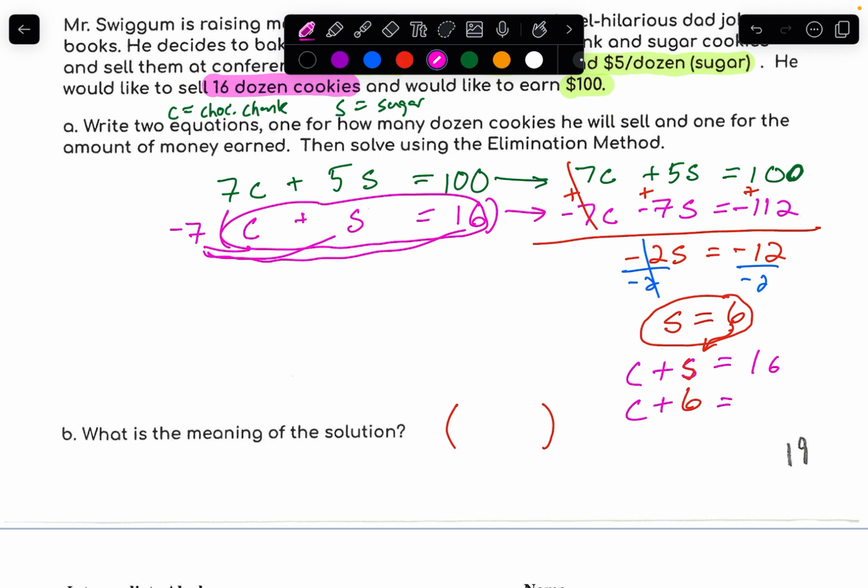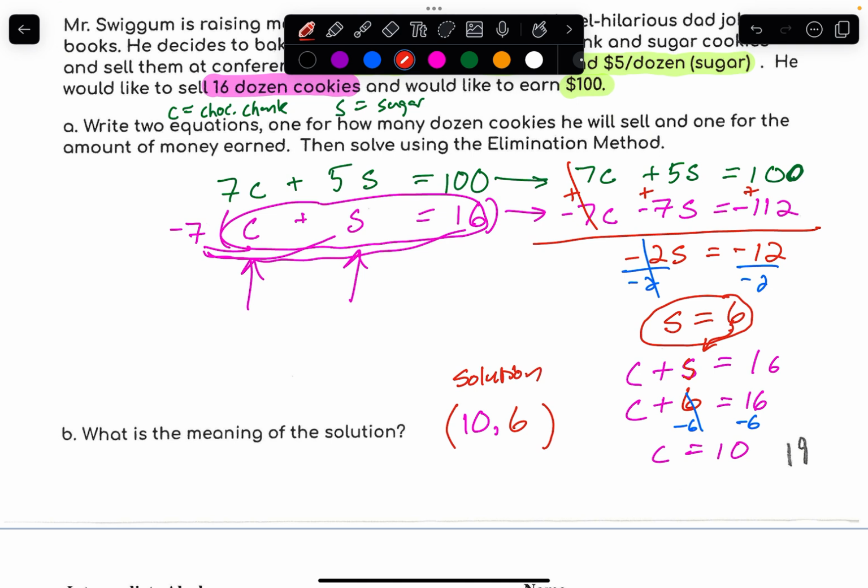And again, this is something that we're probably able to do in our head without doing the algebra here, but what plus 6 equals 16? 10 plus 6 equals 16, right? If we're going to undo the 6 right here, we get C is equal to 10. All right. So in this case, since I put the C's first and the S's second, let's think about that as 10 and then 6. For our solution, so kind of like our X and our Y, 10, 6 is going to be the combination that adds up to 16 dozen, but also gets us that $100 for the dad joke book.